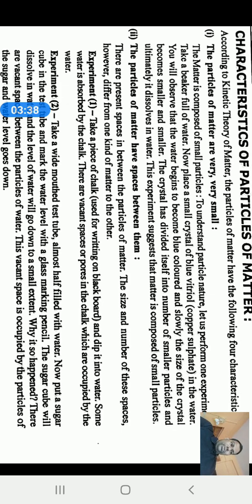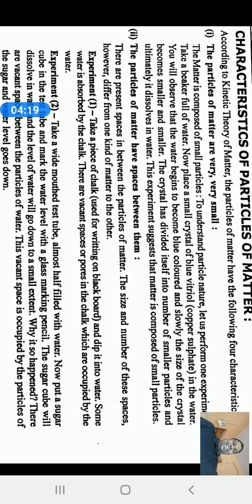Now experiment number 2, also given on the slide: take a wide-mouth test tube and fill it almost half with water. Now put a sugar cube in the test tube and mark the water level with a glass marking pencil. The sugar cube dissolves in the water and the level of water goes down to a small extent. Why? Because there is vacant space between the particles of water, and this vacant space is occupied by the particles of sugar, so the water level goes down.